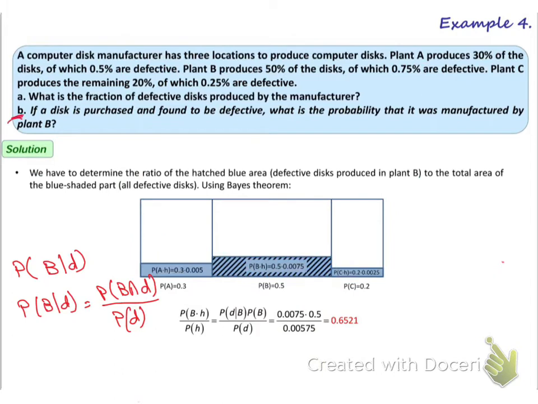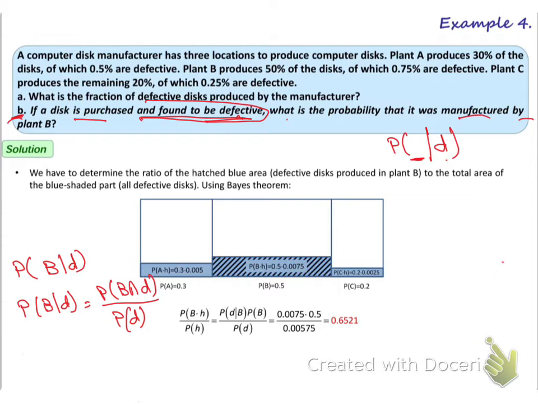So the second part of the question said: if the disk is already purchased and already found defective, so it is given that it is defective. So, probability, and it is defective case. Okay, but what is the probability he's looking for? It is given defective. So the disk is purchased and found defective. What is the probability that it was manufactured by B?